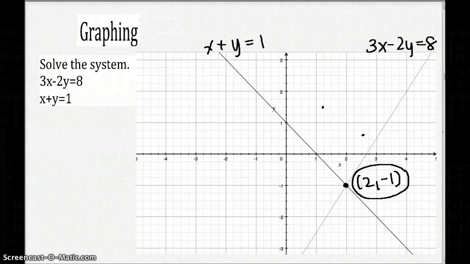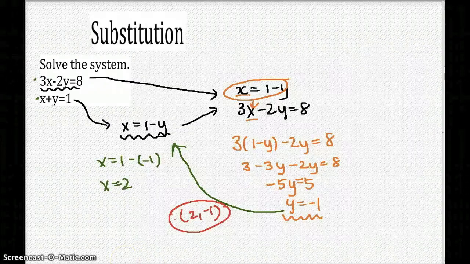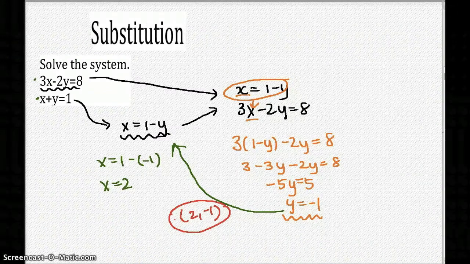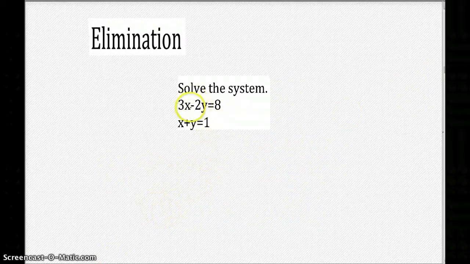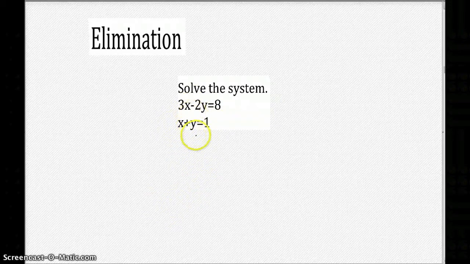And we can check it with the graphing. (2, -1), so yes, we know this one is right. Okay, now we're going to move on to the elimination method. In the elimination method, we are going to try to add these two equations so that we can get rid of one of the variables.